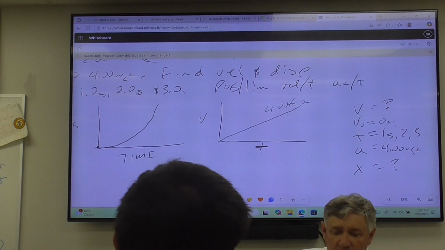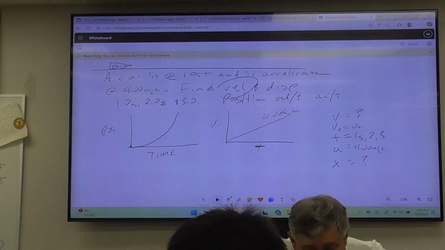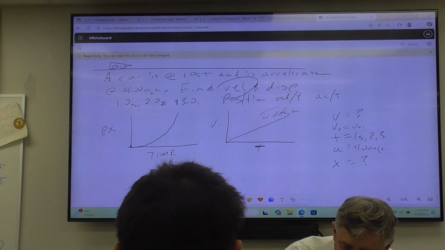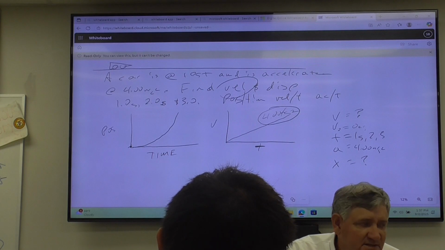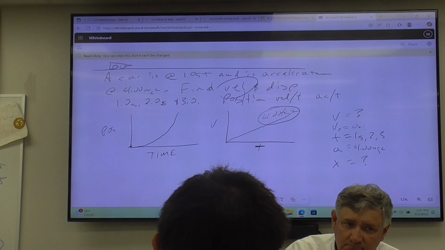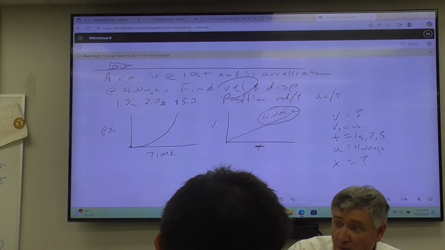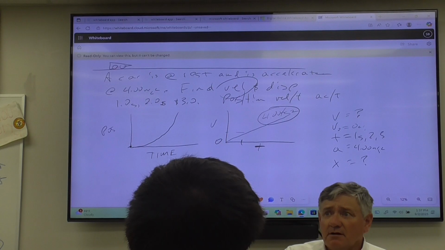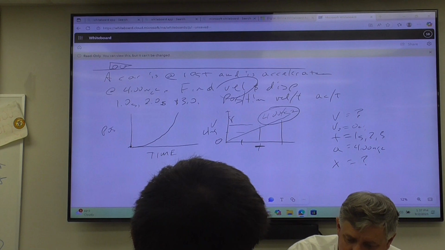Let's deal with the velocity first at the end of 1 second, 2 seconds, and 3 seconds. There's a simple way to figure out how fast it's going at the end of 1 second. What's the easiest way to do that? Let's use the slope. What's your slope? 4. So at the end of 1 second, if you start at 0, how fast are you going? 4 meters per second. At the end of 2 seconds, you're going 8. At the end of 3, you're going 12.